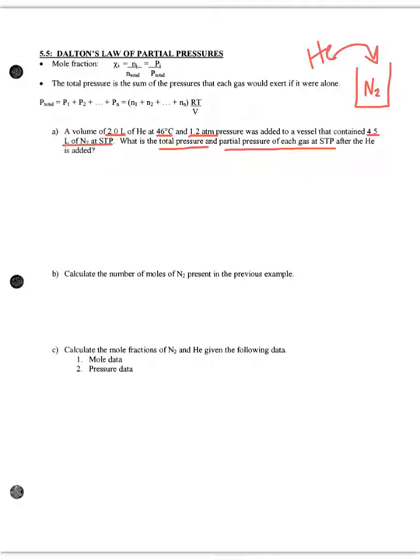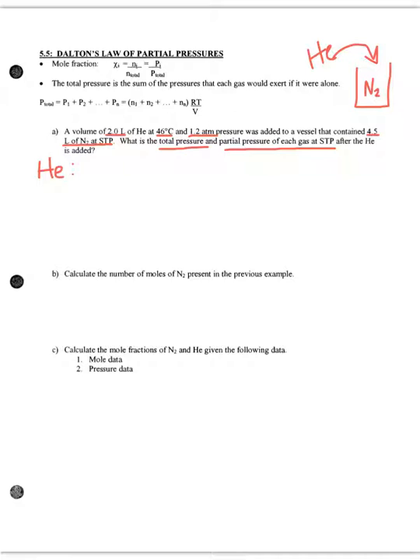So the first thing that we need to do is find the partial pressure of each gas. Once we find the partial pressure of each gas, then we can find the total, because remember, the total is each of the gases added up together. All right, so let's take a look at the helium first. Let's go back and look at the problem. Helium, 2 liters, 46 degrees Celsius, 1.2 atm.